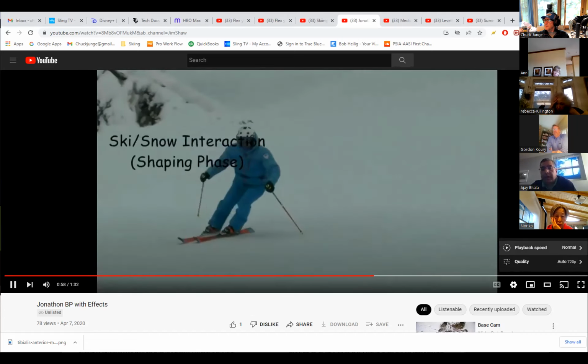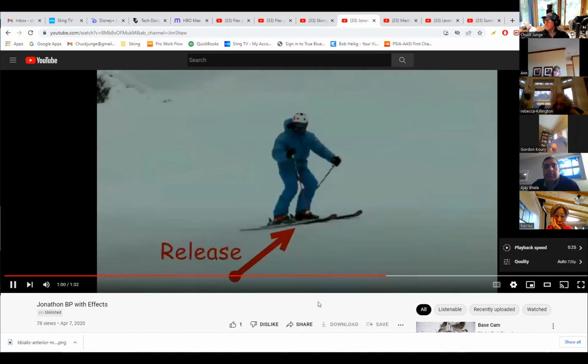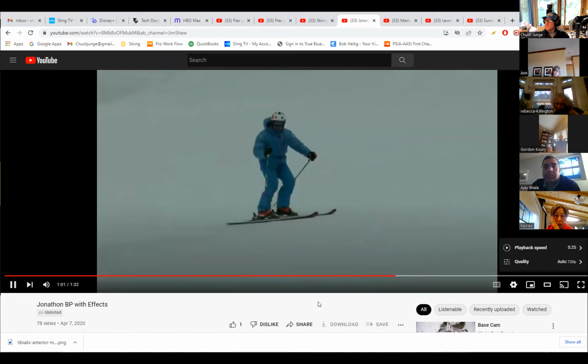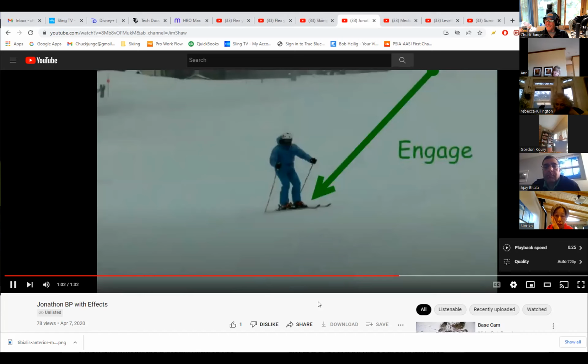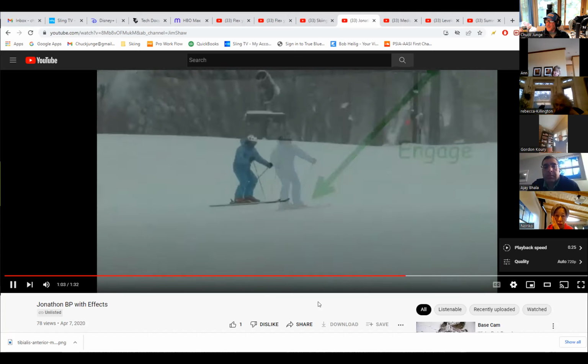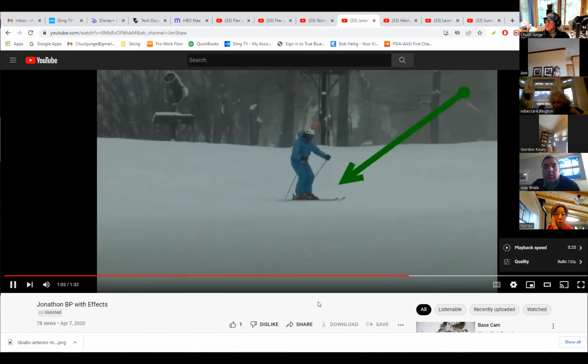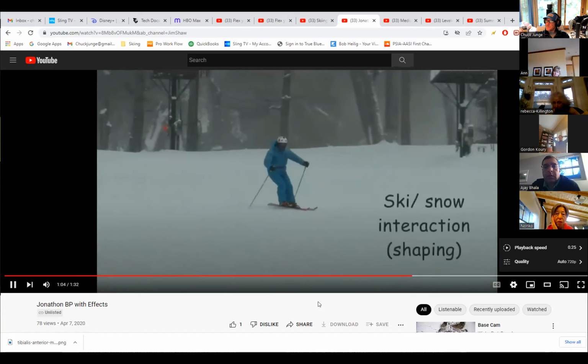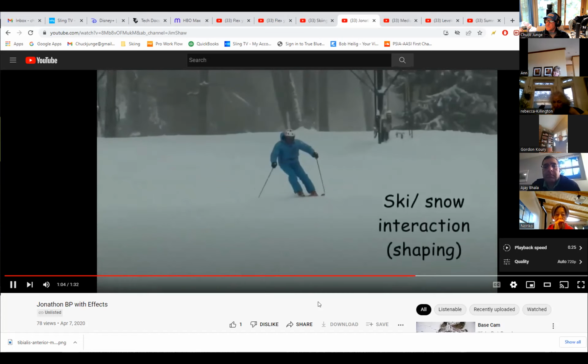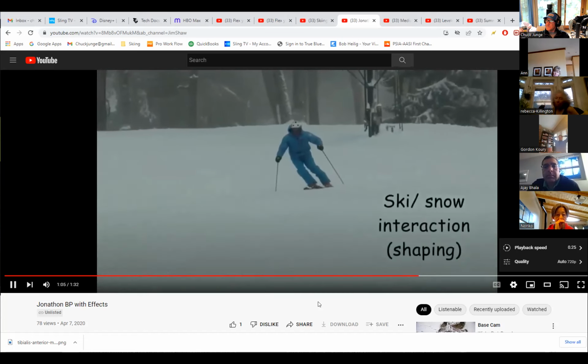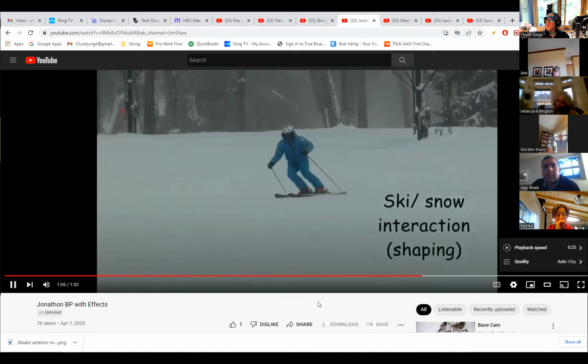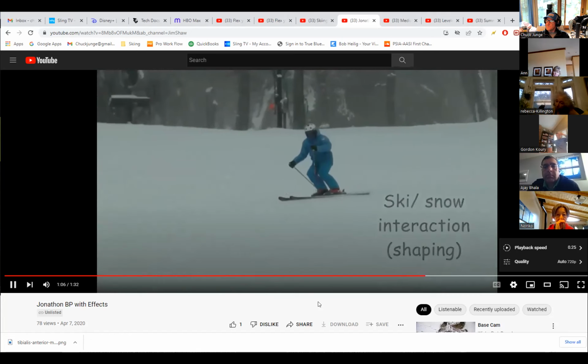Yeah, I was noticing that as well. This is what Murmer calls the Brazilian butt lift. Exactly. It comes from sort of lifting the inside ski, moving the inside hip forward.